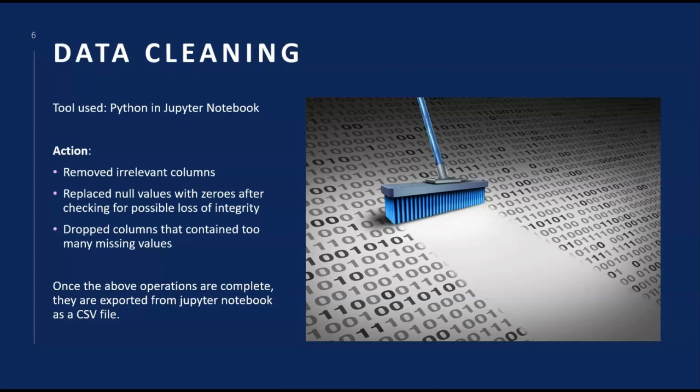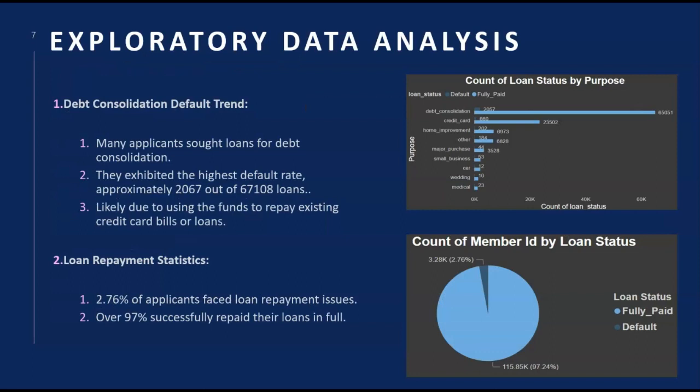Let's move to data analysis. As observed, a significant portion of applicants have sought loans for the purpose of debt consolidation. Interestingly, these applicants have exhibited the highest default rate, approximately 1.73%. This trend may be attributed to their initial intent, which was to secure funds for repaying existing credit card bills or previous loans. Out of all applicants, 2.76% have experienced loan repayment issues, while more than 97% have successfully repaid their loans in full.